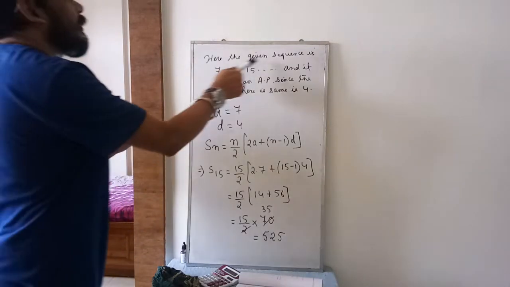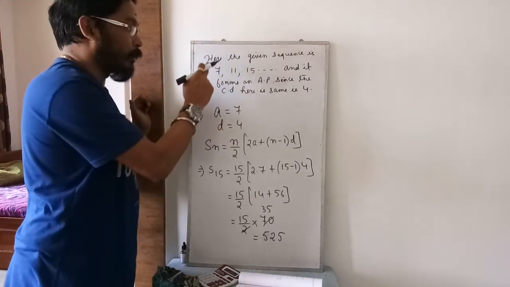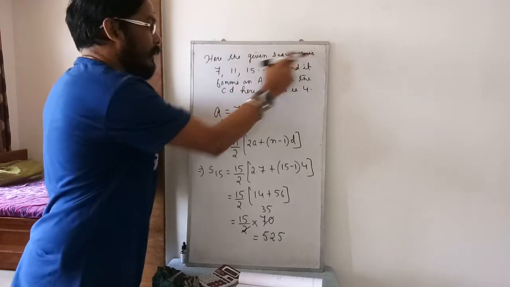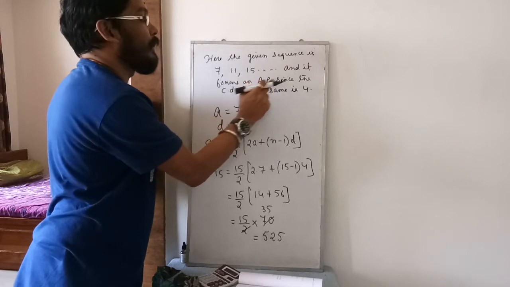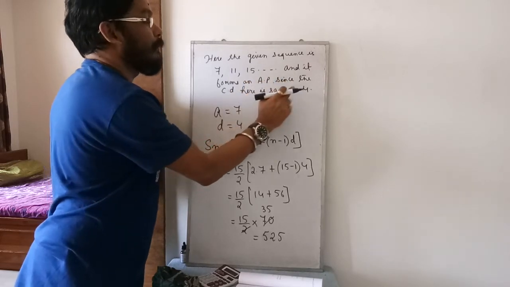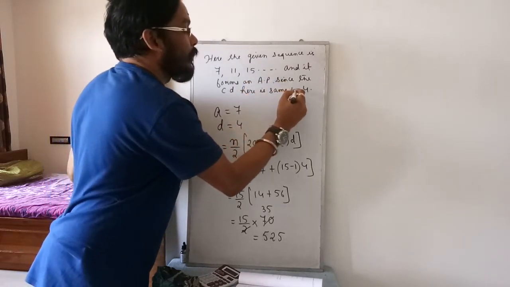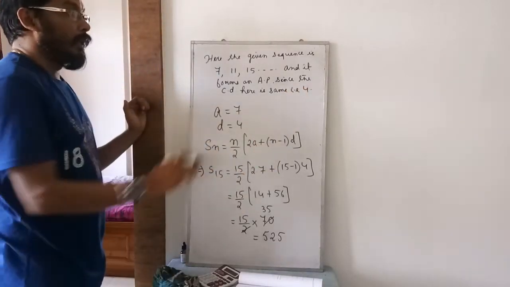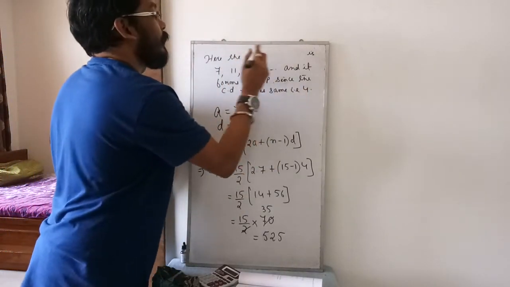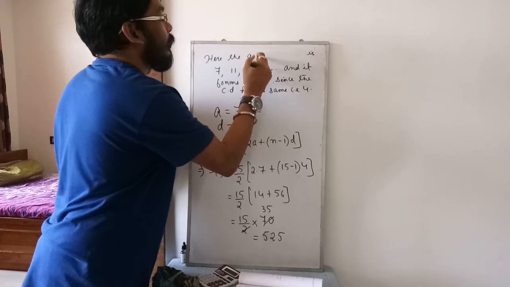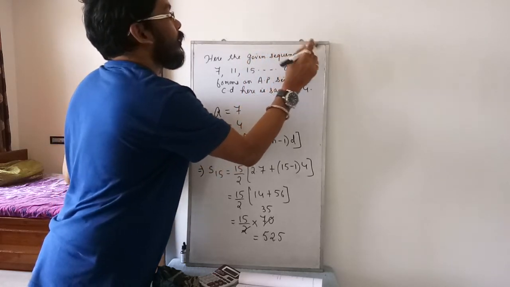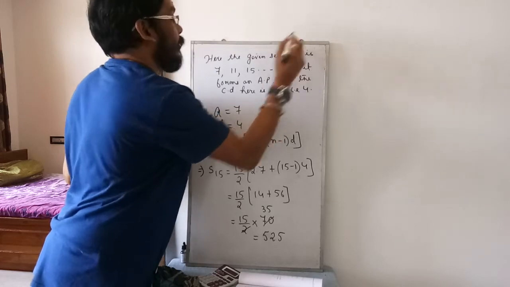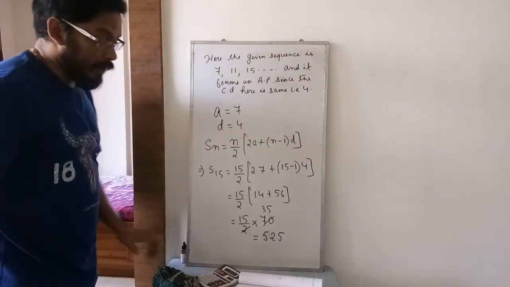Okay, let me read out this line. You may get a little bit of a problem. Here the given sequence is 7, 11, 15, and so on, and it forms an AP since the common difference here is the same, that is 4. Here the given sequence is this, and it forms an AP.